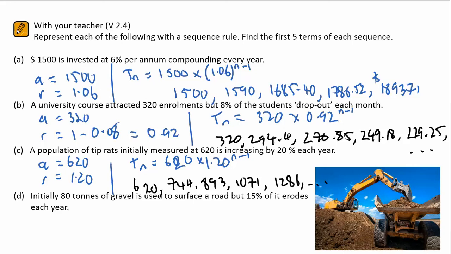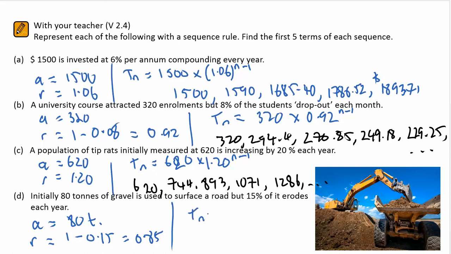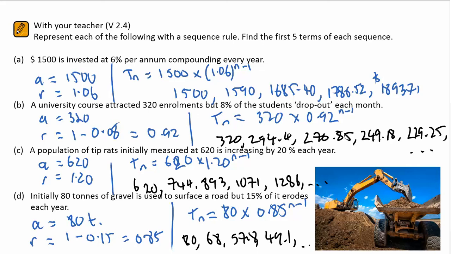In D, we've got 80 tonnes of gravel. So my first figure, A, is 80 tonnes. Now, we're losing 15% a year. So that means my R figure is 1 minus 0.15, which is going to be 0.85. I could then write the sequence as Tn is equal to 80 times 0.85 to the n minus 1. Entering that into your calculator, start at 80, the next year 68, and so on.